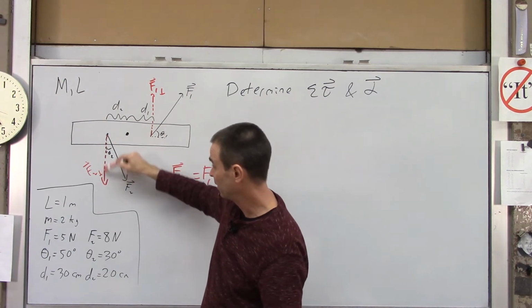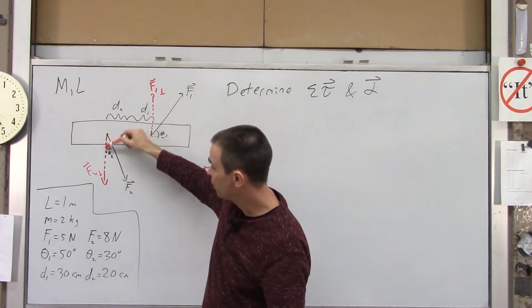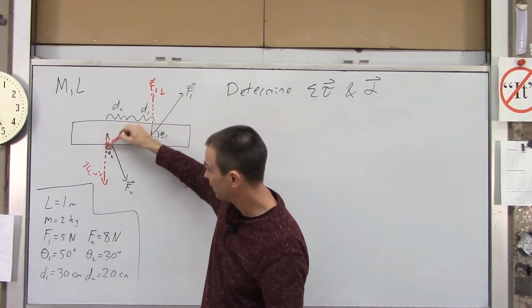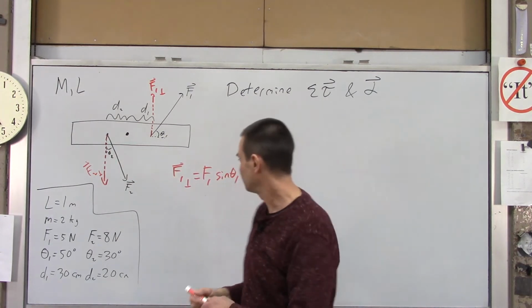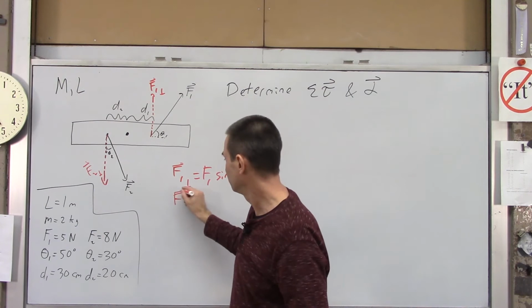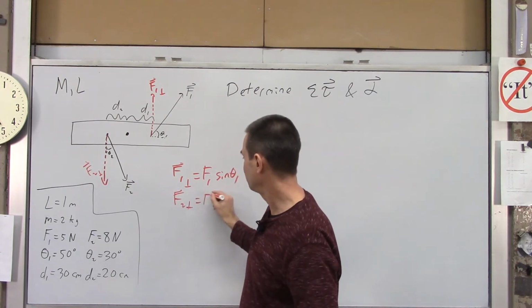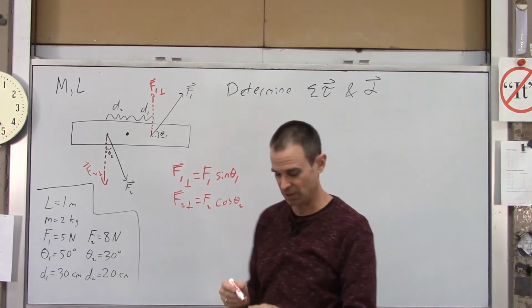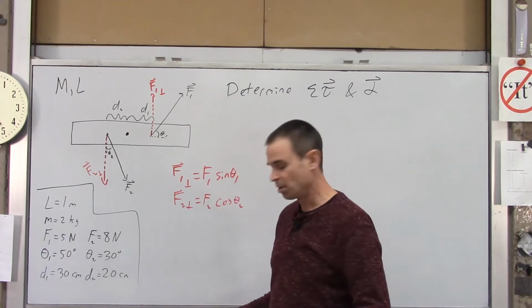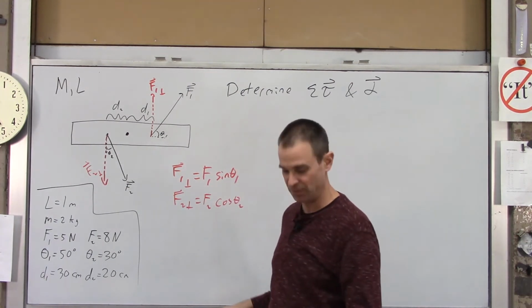Okay, so there's your right angle. This component is the adjacent leg of this little triangle. So for theta 2, I'm going to use cosine. For F2 perpendicular, that's F2 cosine of theta 2. So there are my two components of force that I need to find the torque.